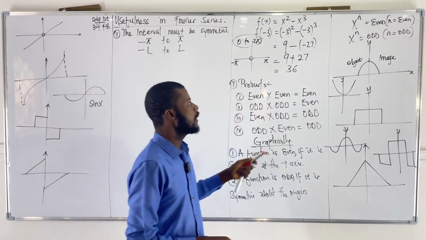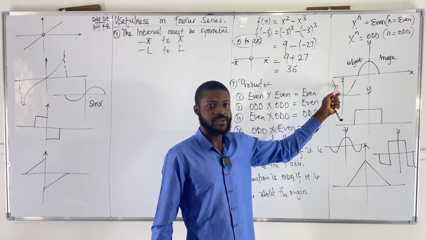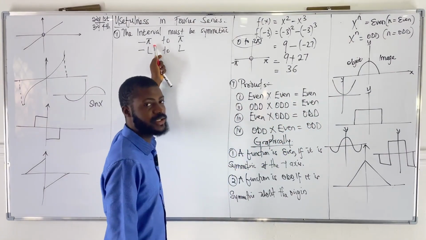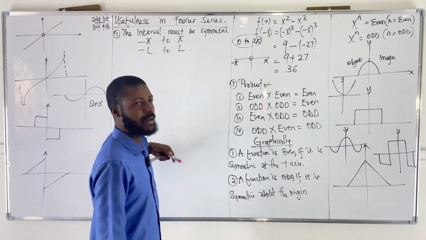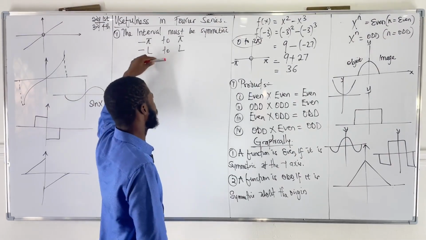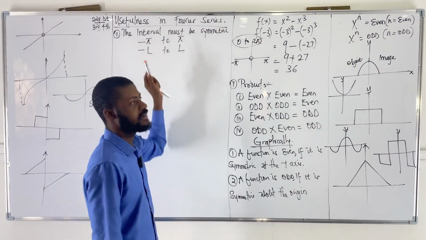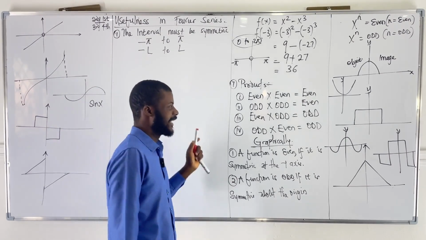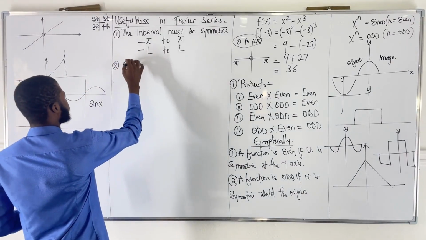Good. Now, does it mean that we can apply it to simplify my Fourier series if it is not symmetric? No. If the interval is not symmetric, the simplifications I am about to list out cannot work. So these simplifications would work if and only if these intervals are symmetric. Yeah. So that's it. So number 2, let's talk about even functions.